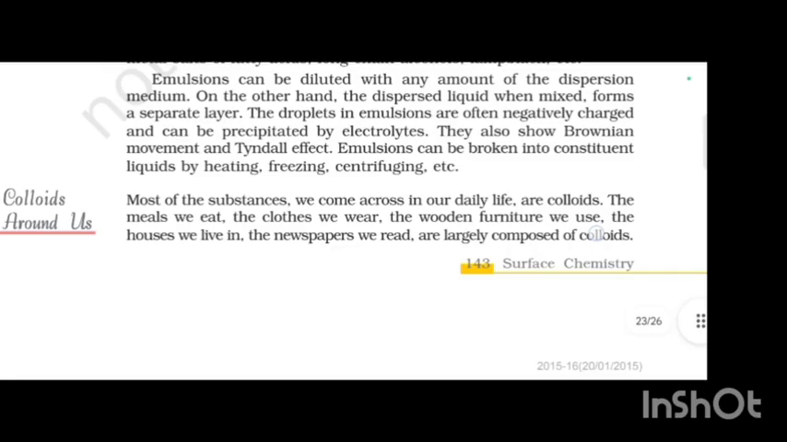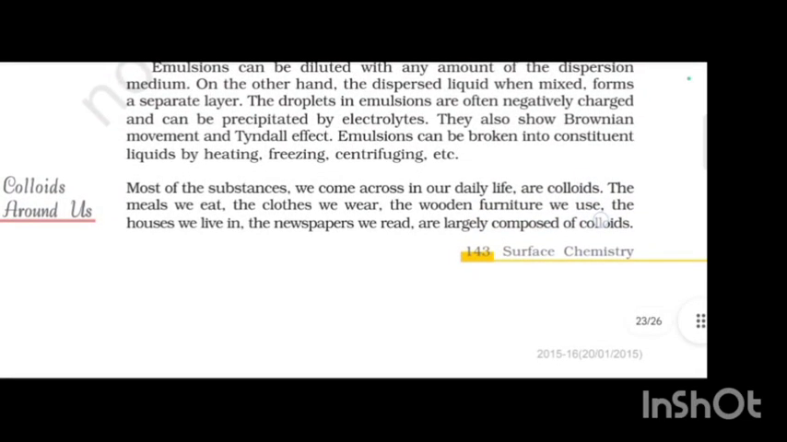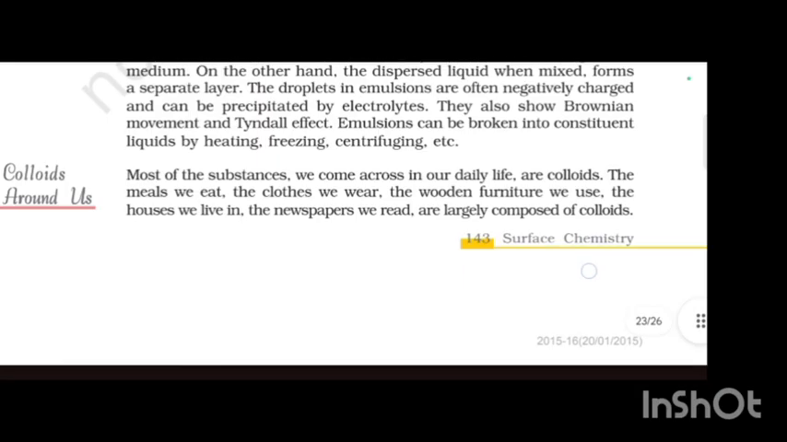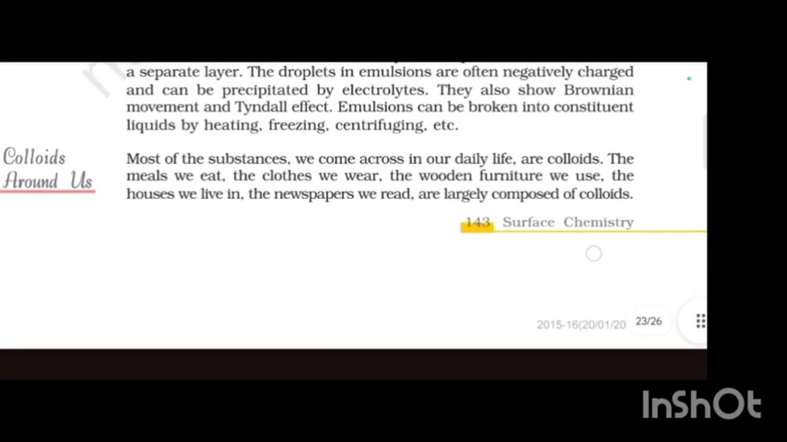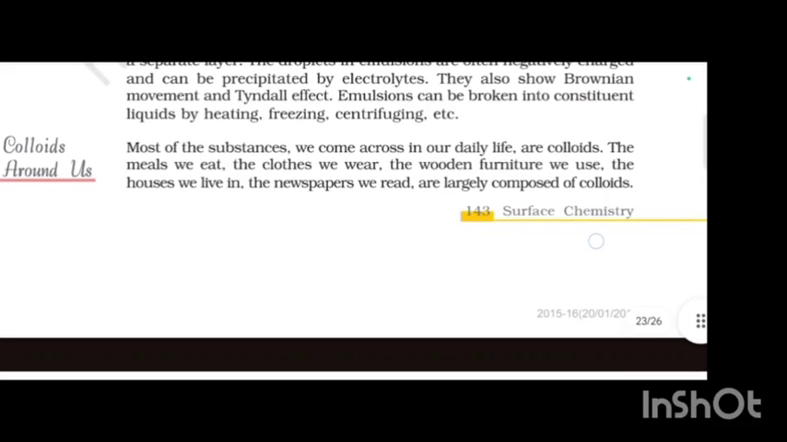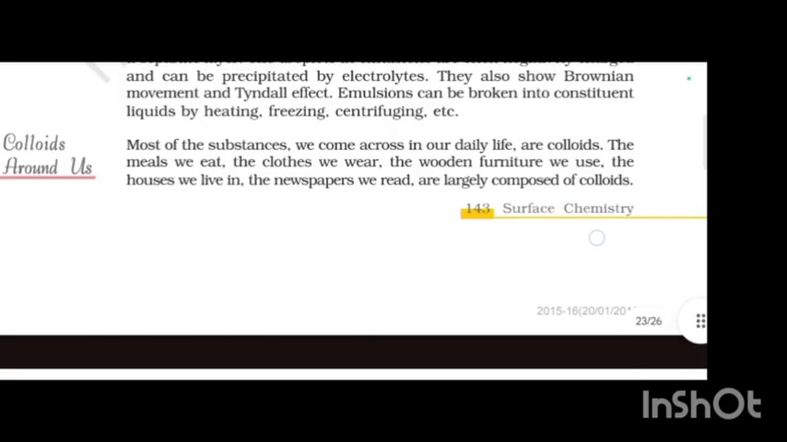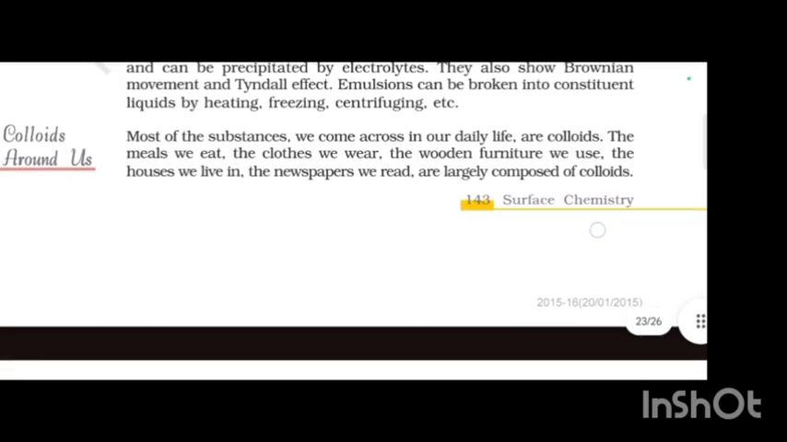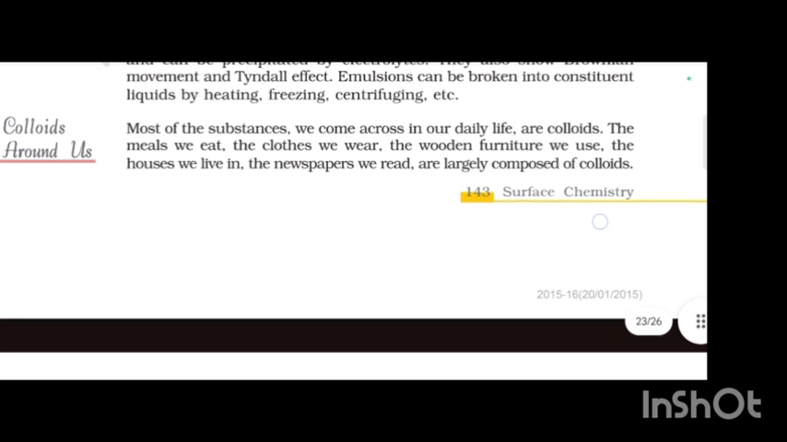Emulsions can be diluted with any amount of the dispersion medium. On the other hand, the dispersed liquid, when mixed, forms a separate layer. The droplets in emulsions are often negatively charged and can be precipitated by electrolytes. They also show Brownian movement and Tyndall effect. Emulsions can be broken into constituent liquids by heating, freezing, and centrifuging, etc.